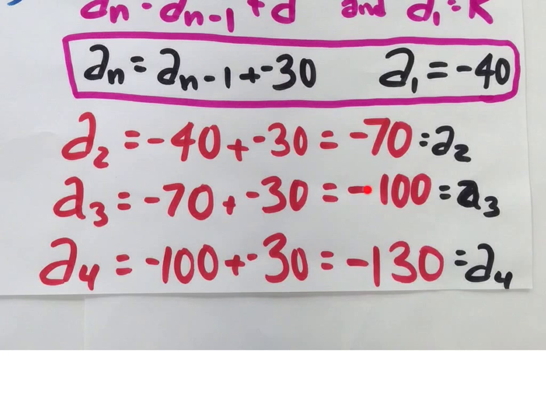The third term is the second term plus the difference. It's going to give us negative 100. The fourth term is negative 100, which is the third term, n minus 1, right? Plus the difference, same every time, giving us negative 130. That is the fourth iteration.